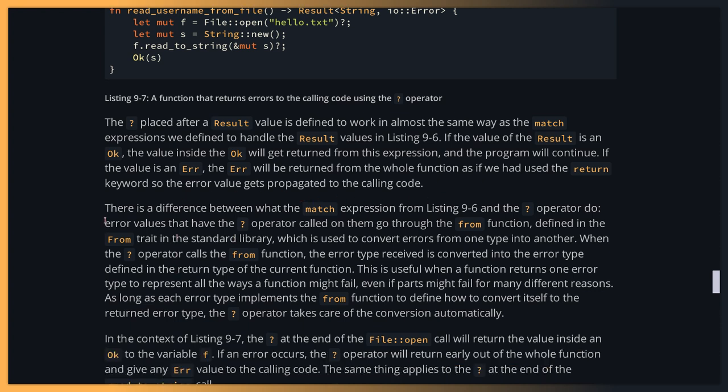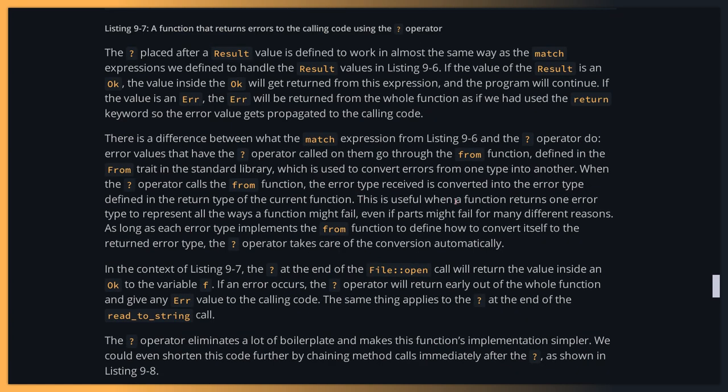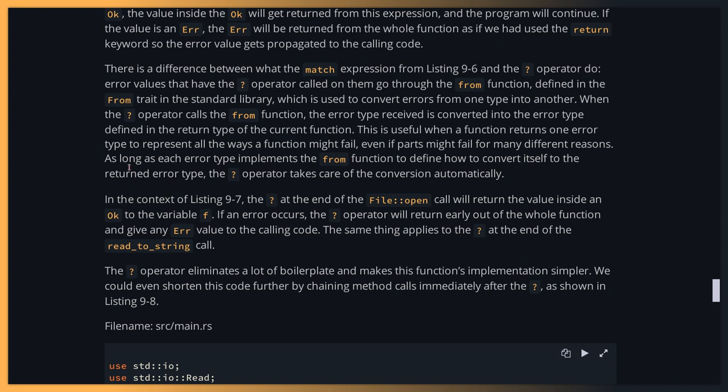So here's the difference. Error values that have the operator called on them go through the from function defined in the From trait in the standard library, which is used to convert errors from one type into another. When the operator calls the from function, the error type received is converted into the error type defined in the return type of the current function. This is useful when a function returns one error type to represent all the ways a function might fail, even if parts might fail for many different reasons. As long as each error type implements the from function to define how to convert itself to the returned error type, the operator takes care of the conversion automatically.